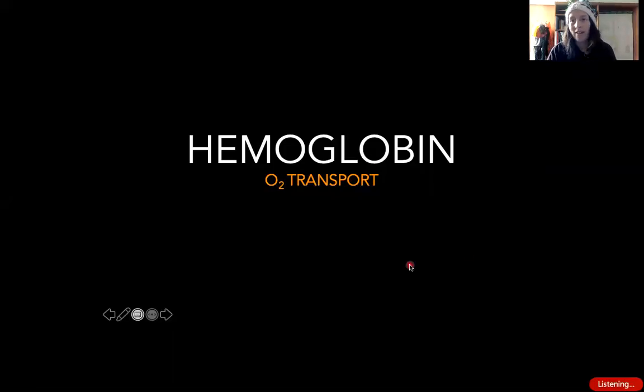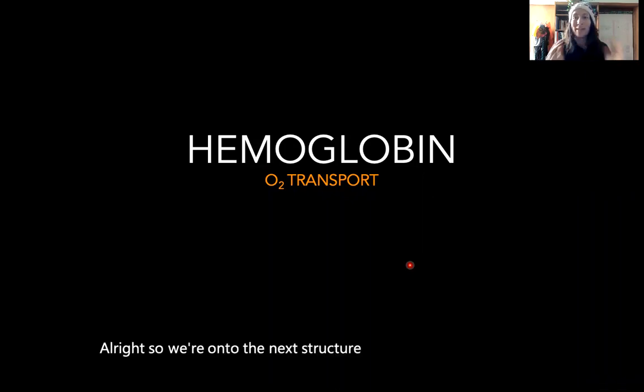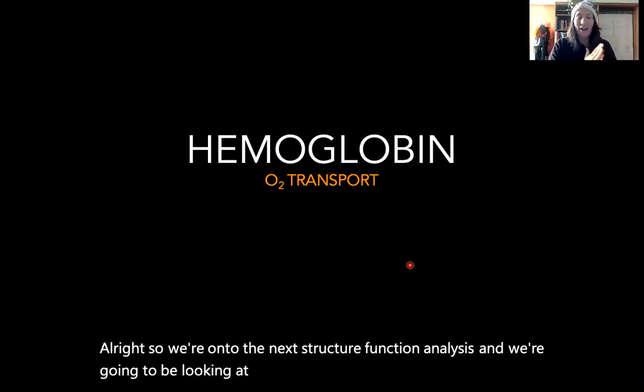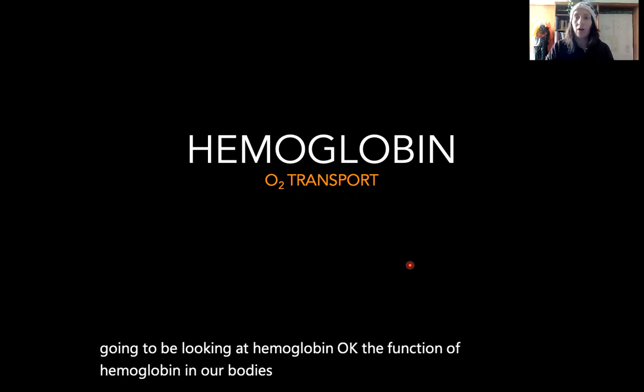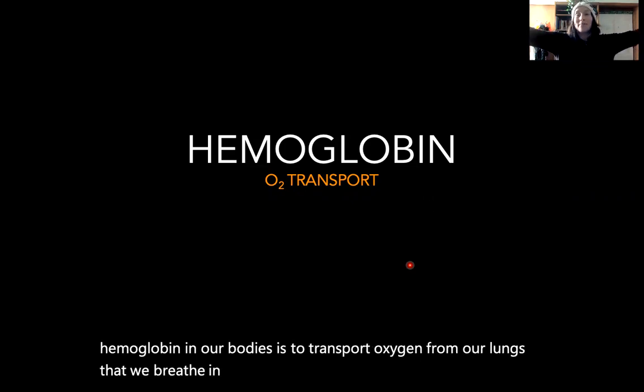All right, so we are on to the next structure function analysis, and we're going to be looking at hemoglobin. The function of hemoglobin in our bodies is to transport oxygen from our lungs that we breathe in to our fingertips, to all the muscles in our tissue.